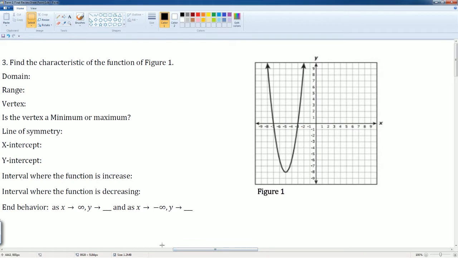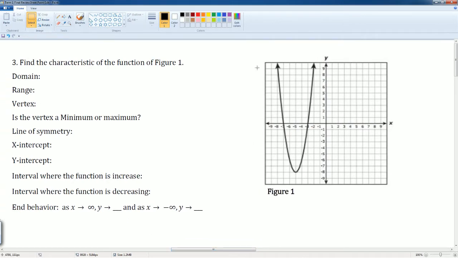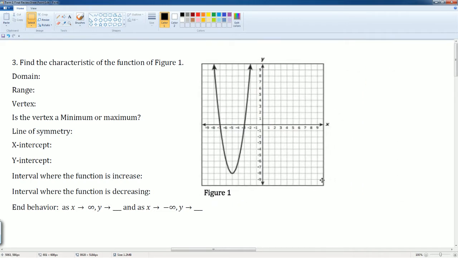The domain. The domain here, we saw that the domain goes all the way from, because look at the arrows, it goes all the way here, all the way to the other side. So it is negative infinity, comma infinity. Goes all the way from the left, all the way to the right.